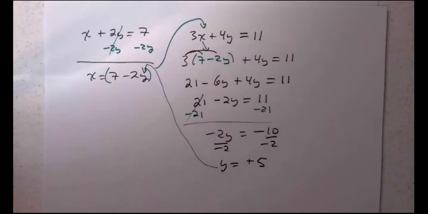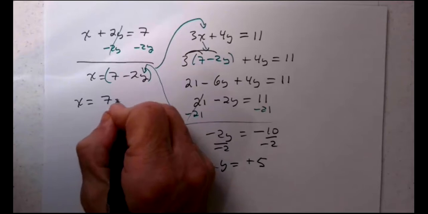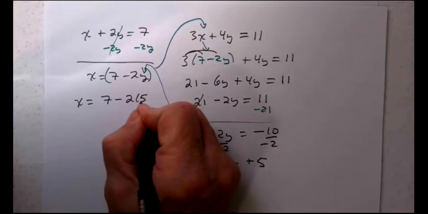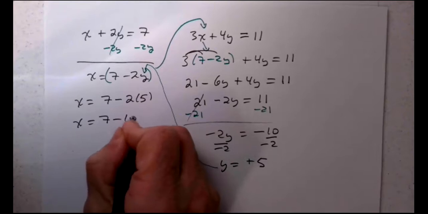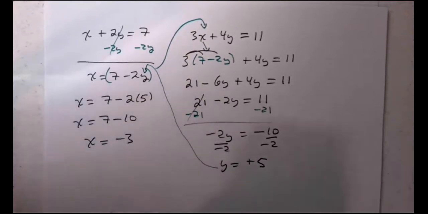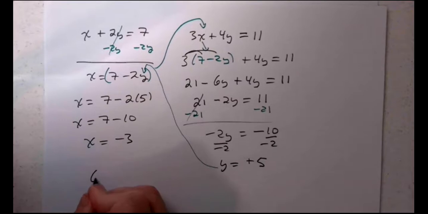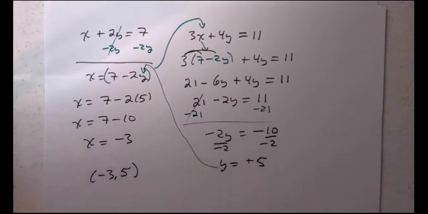So you'll notice I have x equals 7 minus 2y. So we'll say x equals 7 minus 2 times 5. So x equals 7 minus 10. So x equals negative 3. So my solution is a point. The point x is negative 3 and y is 5. You can do a quick check of that.